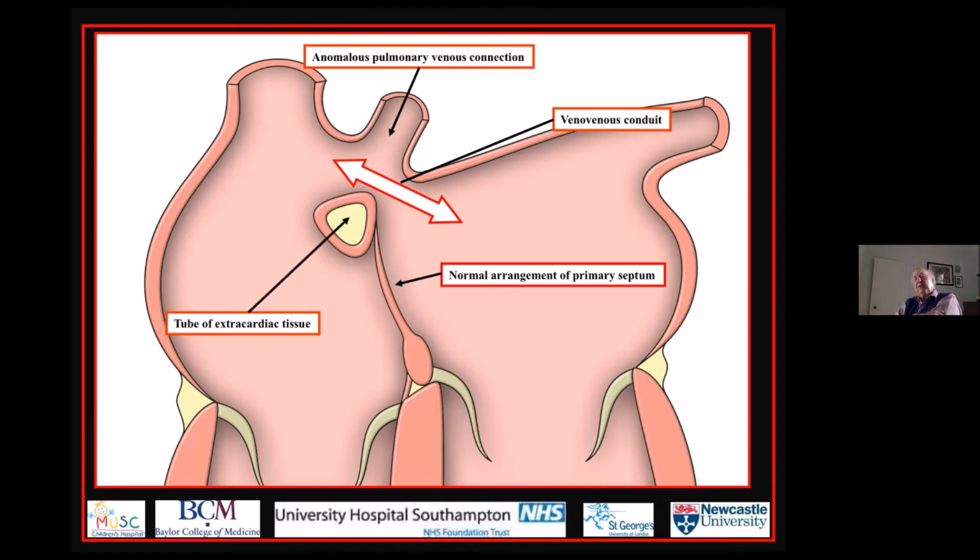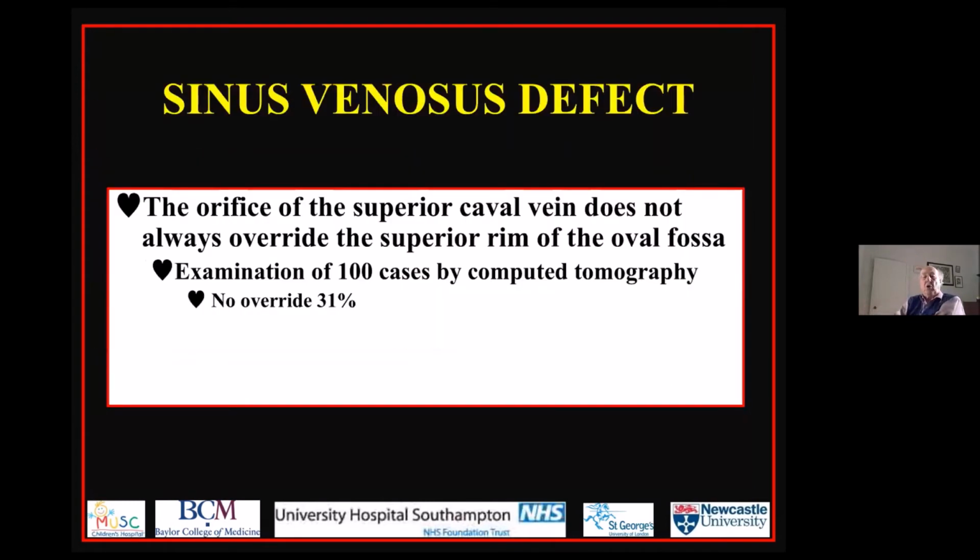And in doing so, in the creation of this veno-venous conduit, the anomalous pulmonary venous connection has turned what initially was the superior interatrial fold into this tube of extracardiac tissue, which has the fibroareolar tissue as its core. Now, there's no question that you can close some of these interventionally, but I don't think you can close all of them. And much depends on the extent of override of the superior rim of the oval fossa by the superior caval vein. And as you see, we've recently looked at 100 cases by computed tomography.